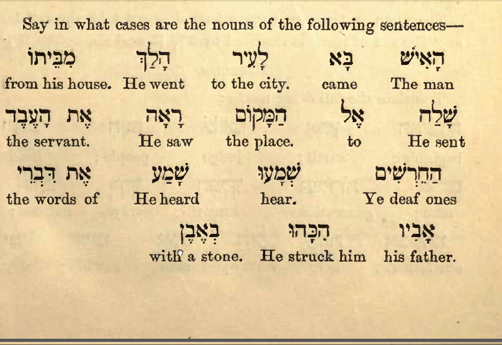Right, here we have a little paragraph. Let's read it through first. Ha'ish ba langir. The man, he came to the city. Halach mib beto. He went from his house. Shalach. He sent. El ham makom. To the place.